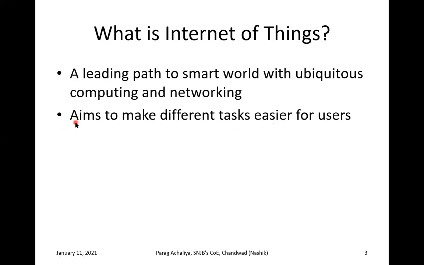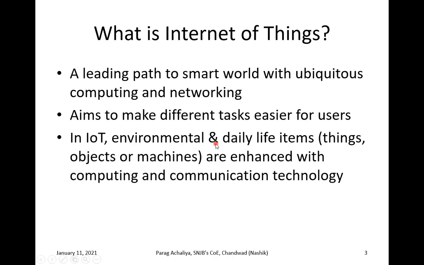So the main aim of IoT is to make different tasks easier for the user. Whenever you are going to do different tasks, those tasks should be easy for the user. That is the main aim of IoT. How it will be easier, we will come to know in upcoming lectures, but the main aim of IoT is to make the task easy.